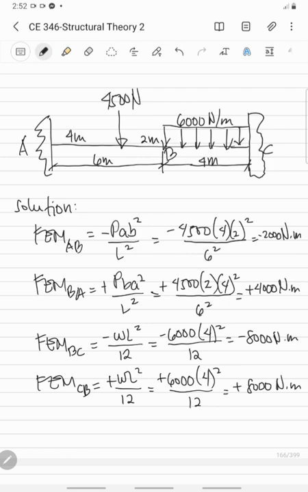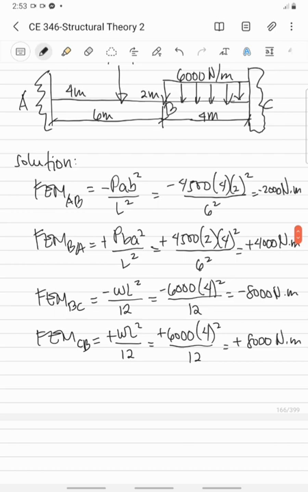So here our assumption is that all moments in the clockwise direction are positive, and moments in the counterclockwise direction are negative. So we all know that the analysis of this method depends on the sign convention that we are going to use.